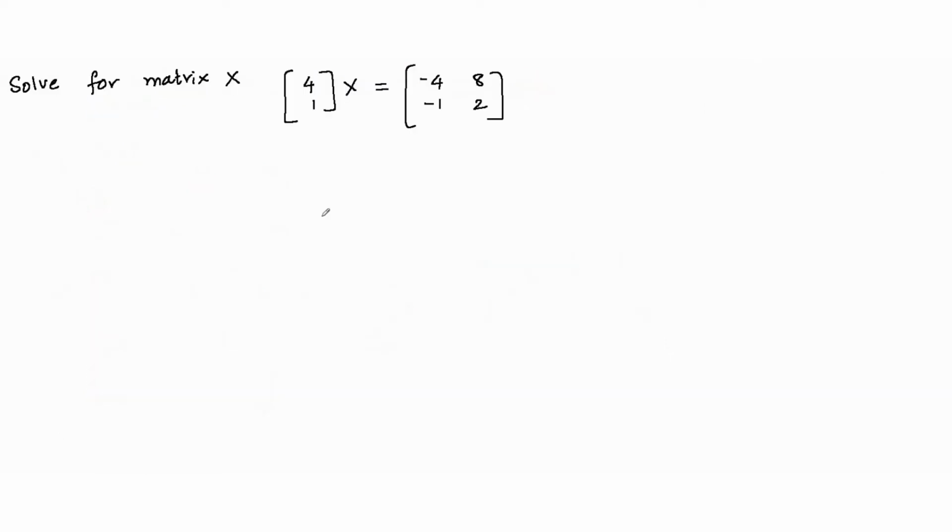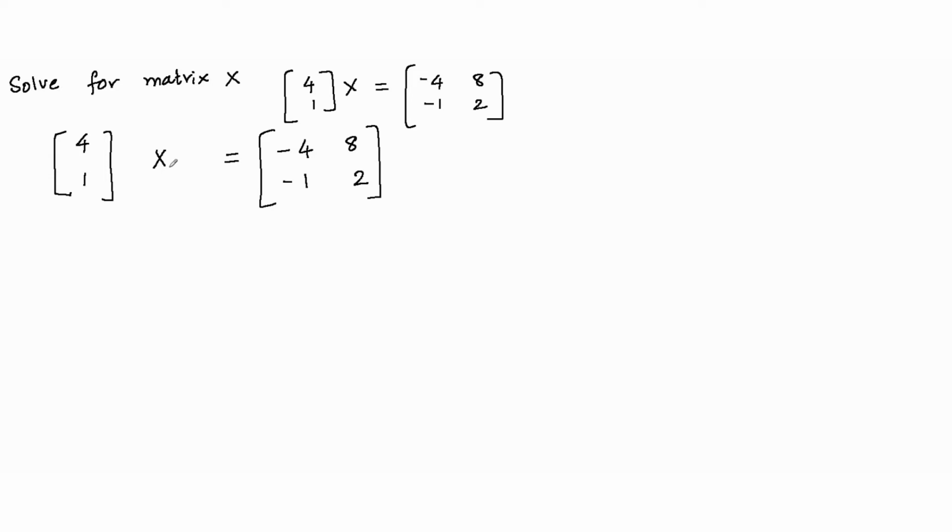Solve for the matrix X where this equation should be satisfied. Okay, so now let's understand how this particular question should really be solved. It's given that the matrix [4 1], when multiplied by X, should give me [-4 8; -1 2]. Right? This is given to me.